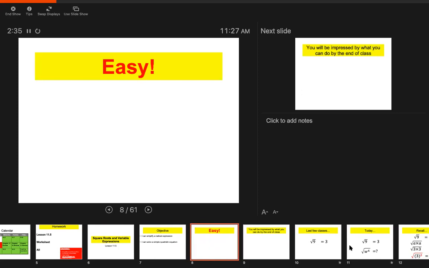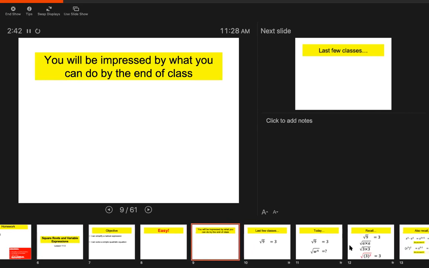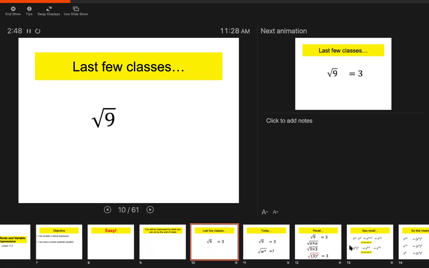If you printed out the worksheet, you're probably full of questions. You don't know what in the world you're supposed to be doing. Boy, will you be impressed by what you can do by the end of the class. It's pretty impressive stuff. All right, so the last few classes we've been dealing with the square root of a number, both rational and irrational numbers.